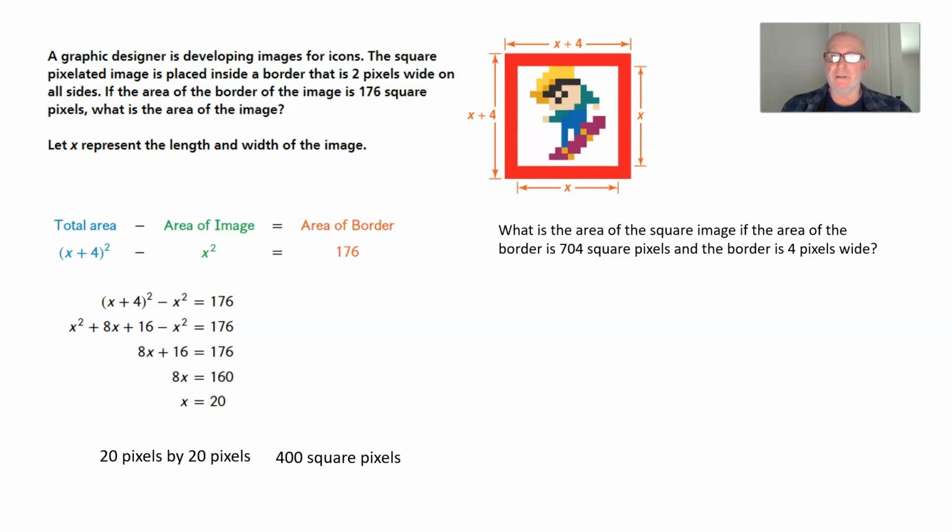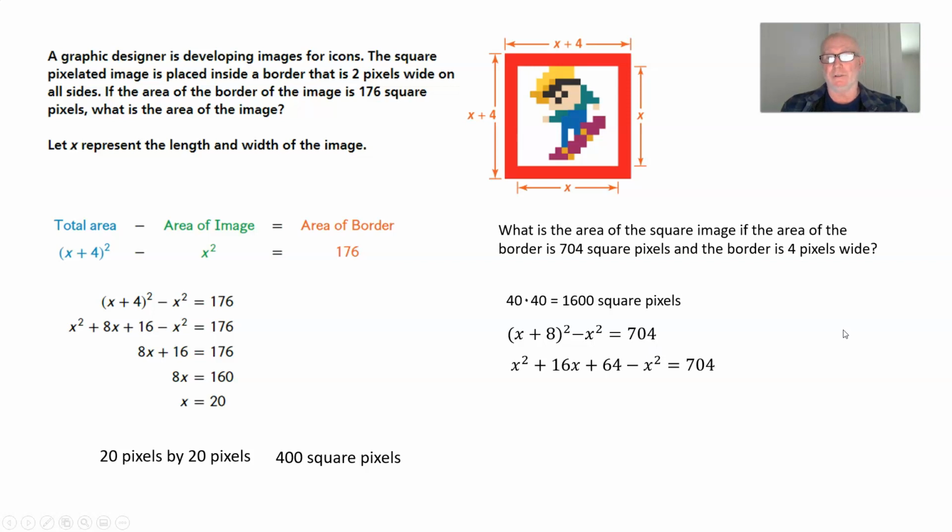Okay, you think you got the right answer? The right answer is 1600 square pixels. Since the border was 4 pixels, 4 plus 4 makes a total of 8. So the entire icon is x plus 8, and so that area is x plus 8 squared, and the image is still the x squared. And then it said that the area of the border is 704.